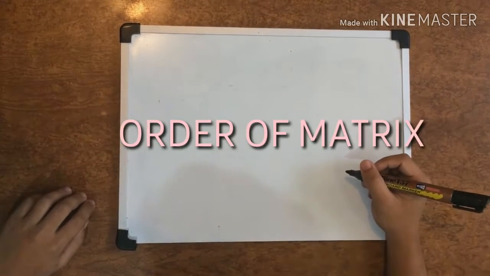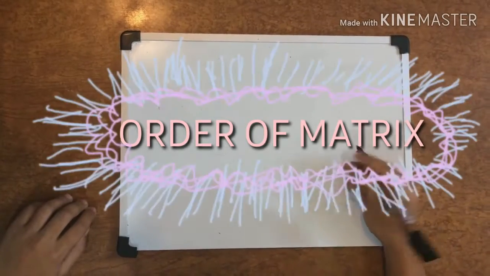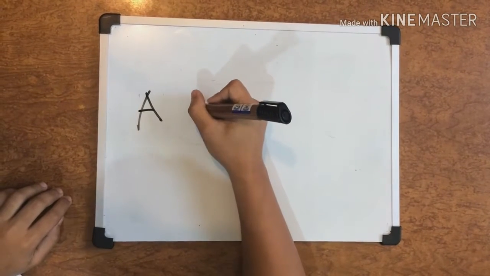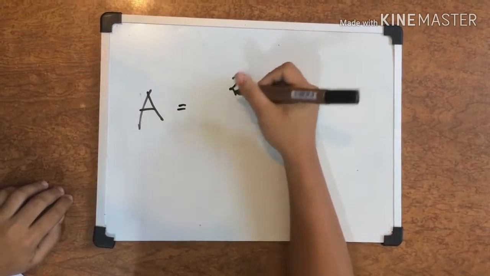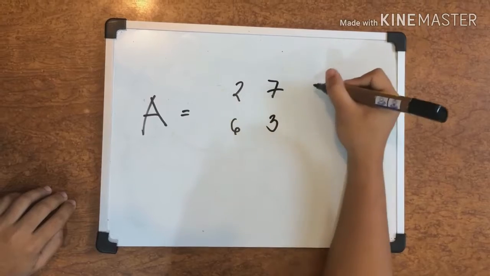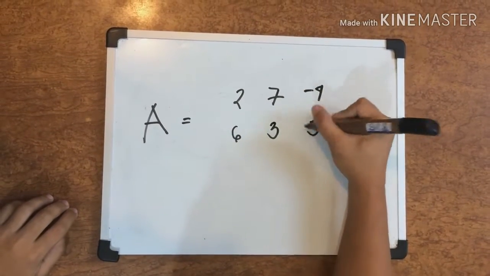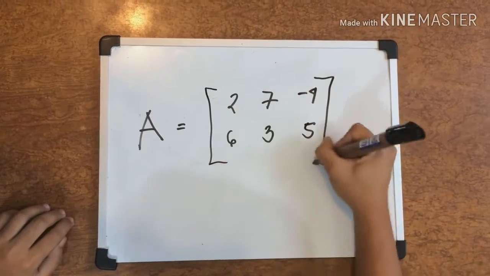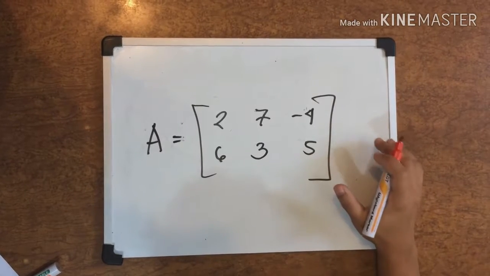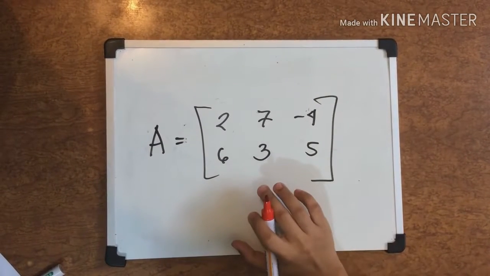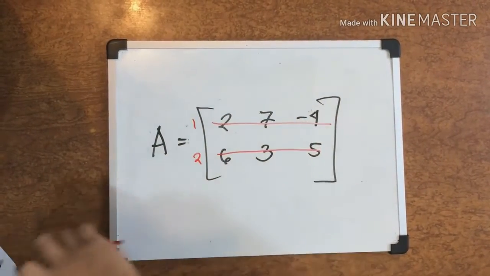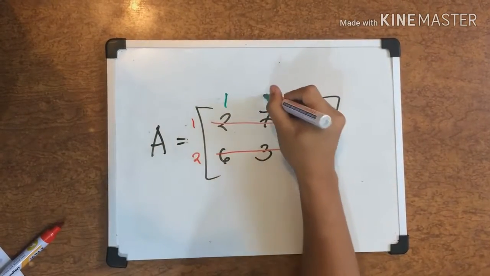First, let us talk about the order of a matrix. Let us consider matrix A, which has the numbers 2, 6, 7, 3, -4, and 5. Now, what is the order of this matrix? This matrix has 2 rows and 3 columns.